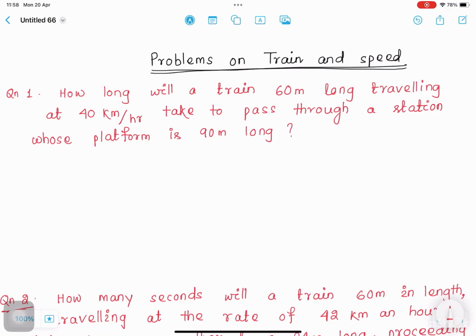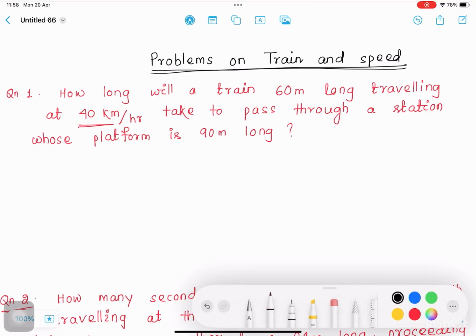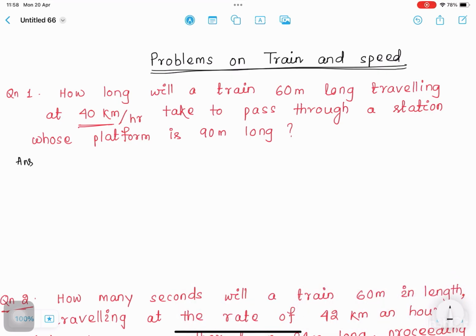Today we will discuss problems on train and speed. First question is, how long will a train 60 meter long traveling at 40 km per hour take to pass through a station whose platform is 90 meter long? So here speed is given 40 km per hour. First we have to convert it into meter per second.